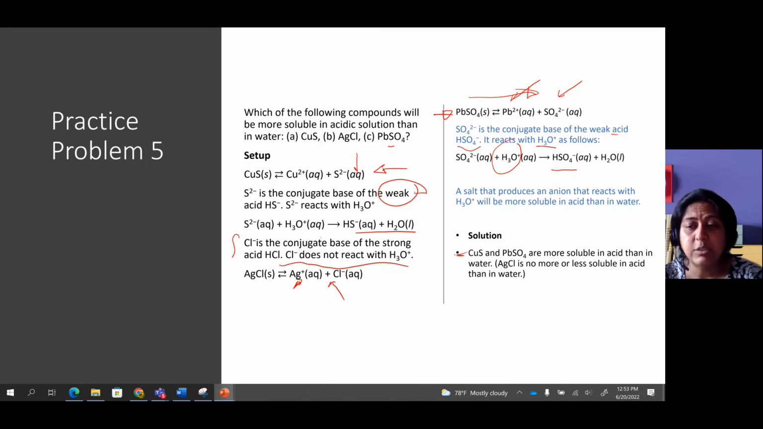So the solubility of copper sulfide and lead sulfate are affected by the pH of the solution. They will become more soluble under acidic conditions.